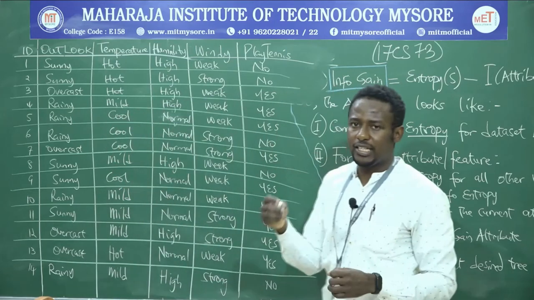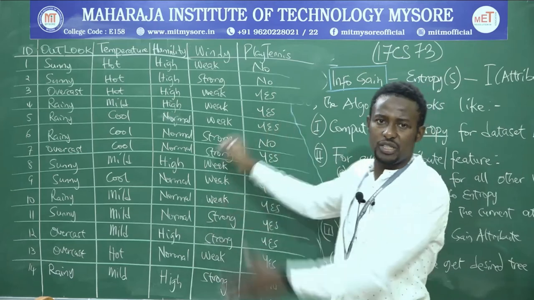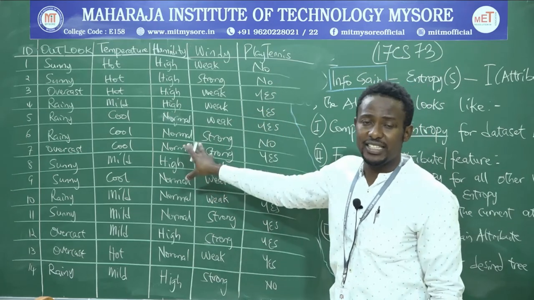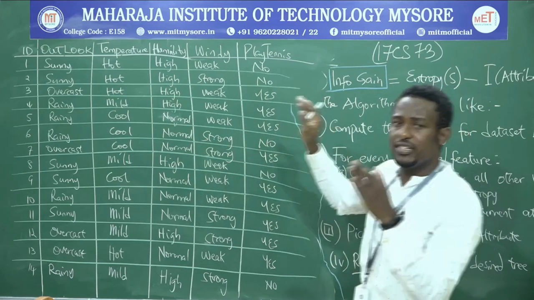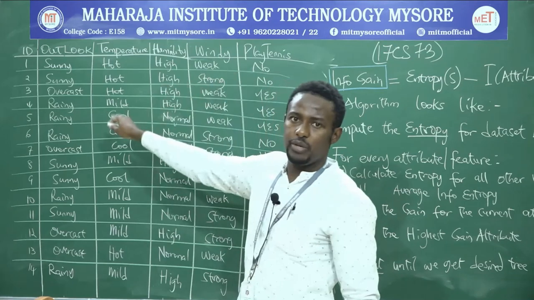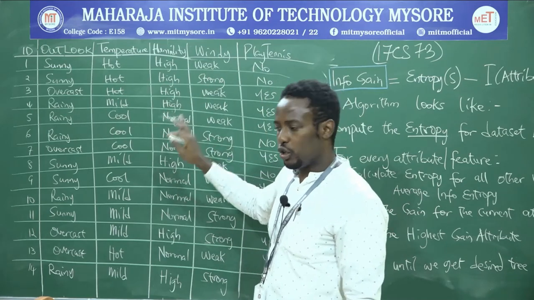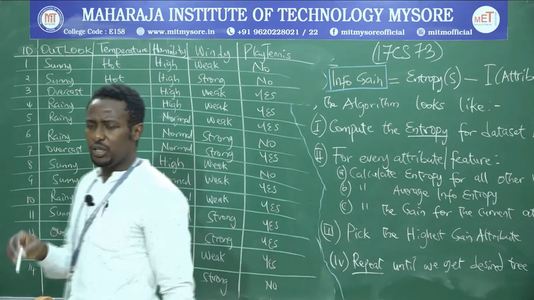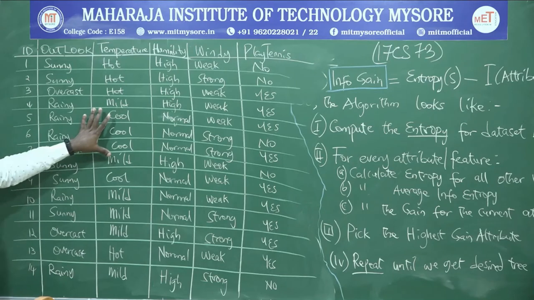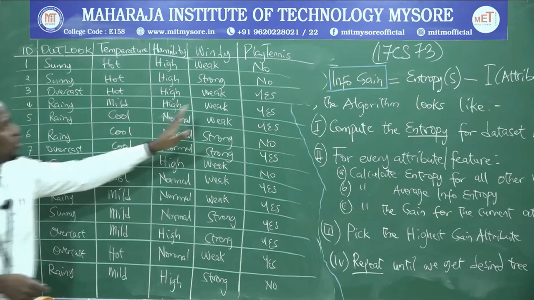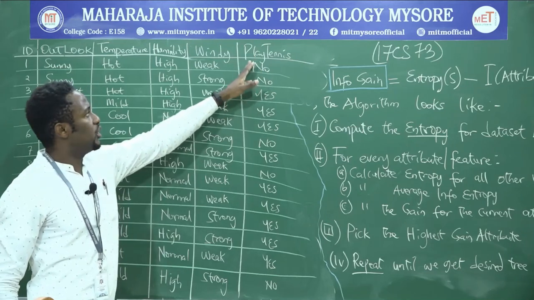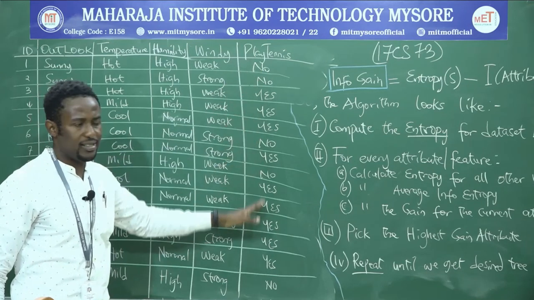My instruction is, given this data set, I want you to decide whether tennis will be played or not, based on these conditions. So what you have to do now is find out what influences the playing of tennis. What is it? So this becomes our predictor class, right? So this now is what decides.